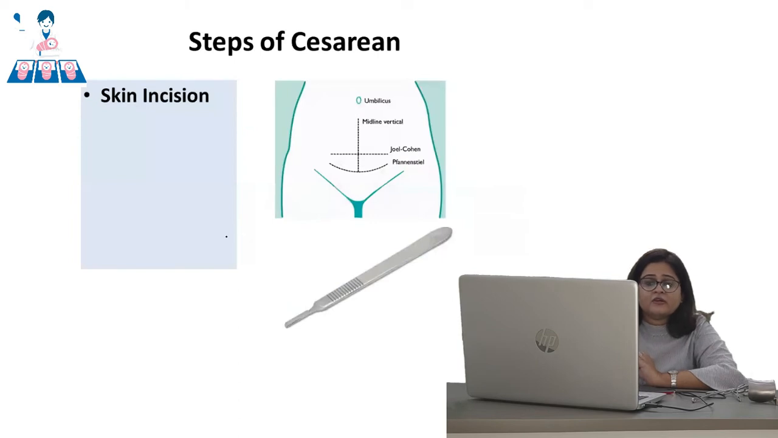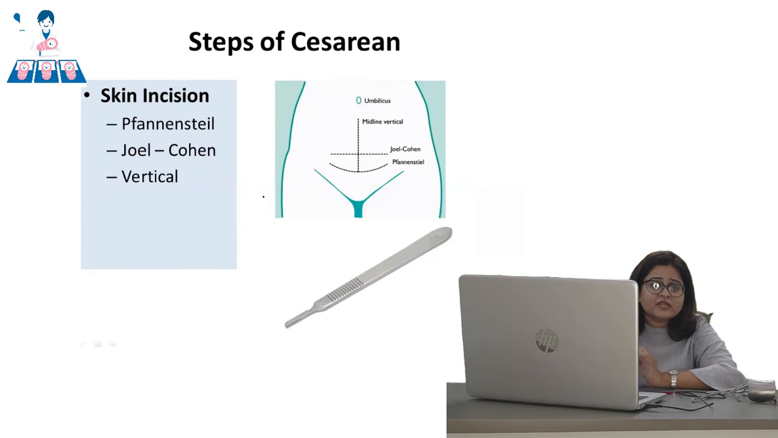Okay. Now coming to the steps of a cesarean section. So the first thing, obviously, after painting the abdomen and draping the parts, we have to give a skin incision. Now we have three important incisions you should know. One is the Pfannenstiel. This is the most common. We have the Joel-Cohen incision, and we have a vertical midline subumbilical incision.